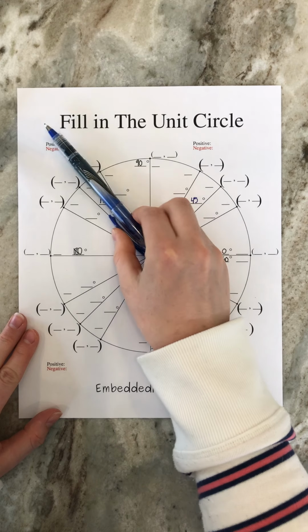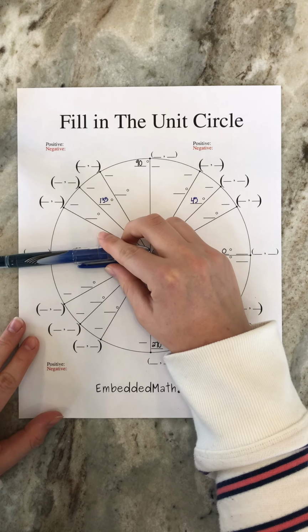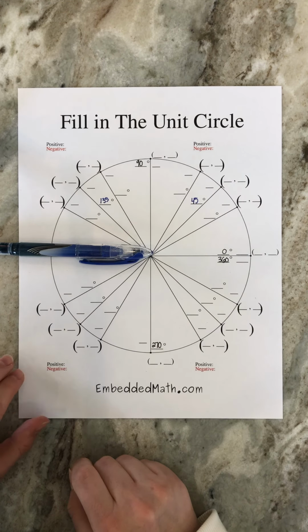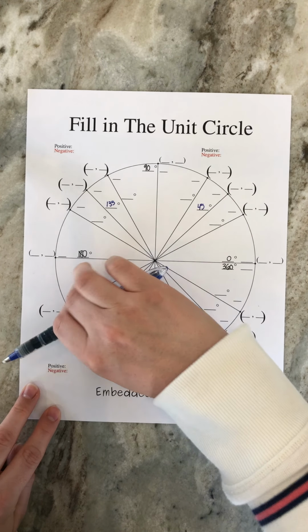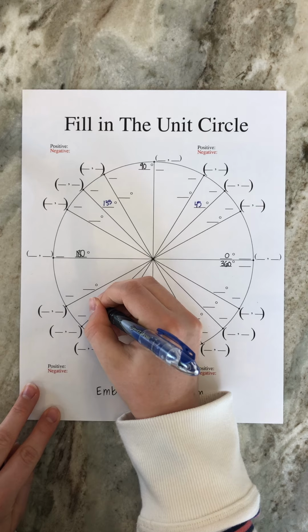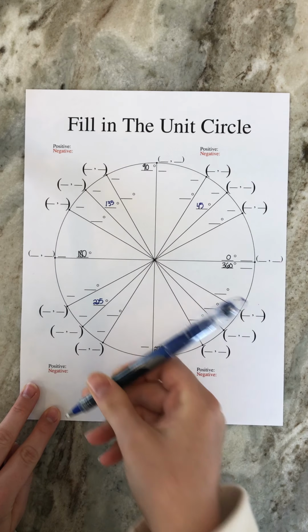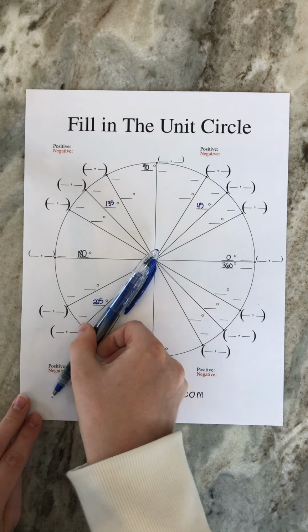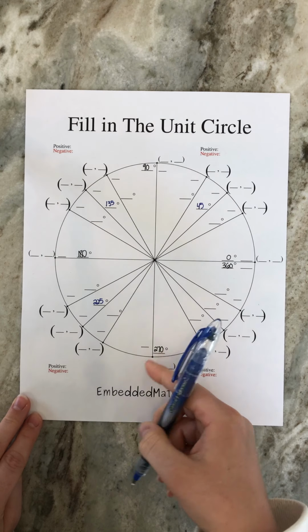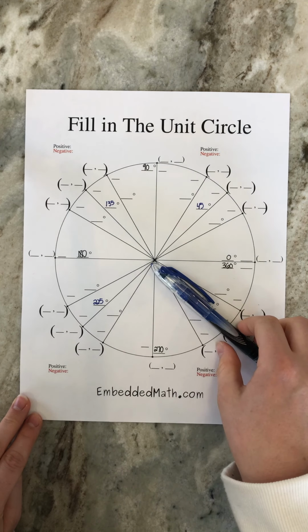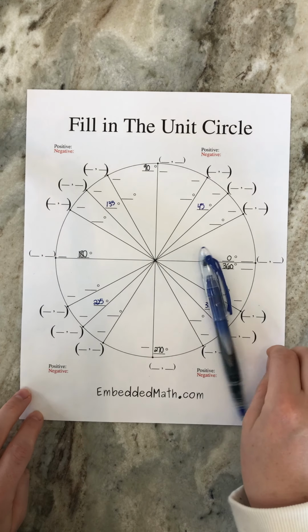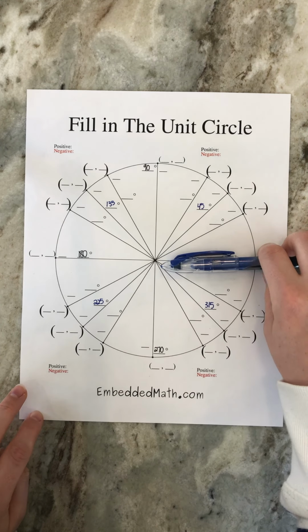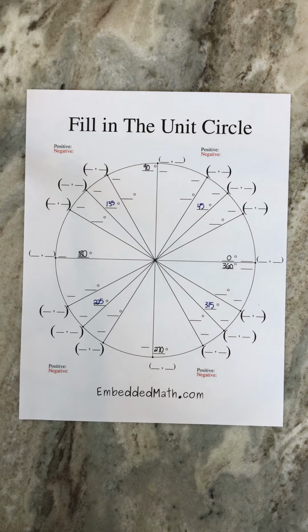If we added another 45, it would bring us back to 180, which we've already labeled. Another 45 brings us down here to 225 degrees. And then one more rotation here brings us back to 270. Another, we're over here at 315 degrees. And then one more 45-degree rotation brings us back to 360.